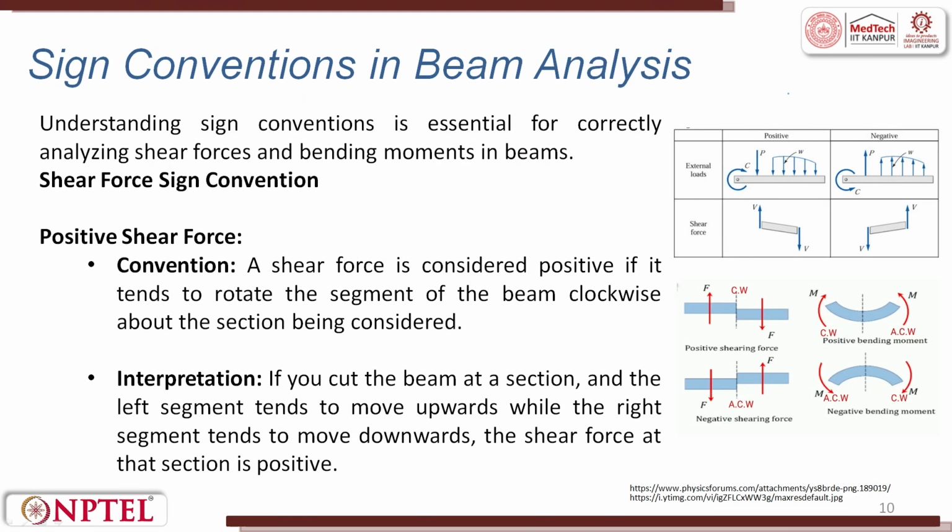The next important topic for discussion is going to be the sign convention in beam analysis. It is very essential for you to understand correctly what signs are used while analyzing the shear force and the bending moment. As I told you, when you have a shear force like this, if you take positive, negative, right. So, how did this come positive and why is it considered positive, why is it considered negative?